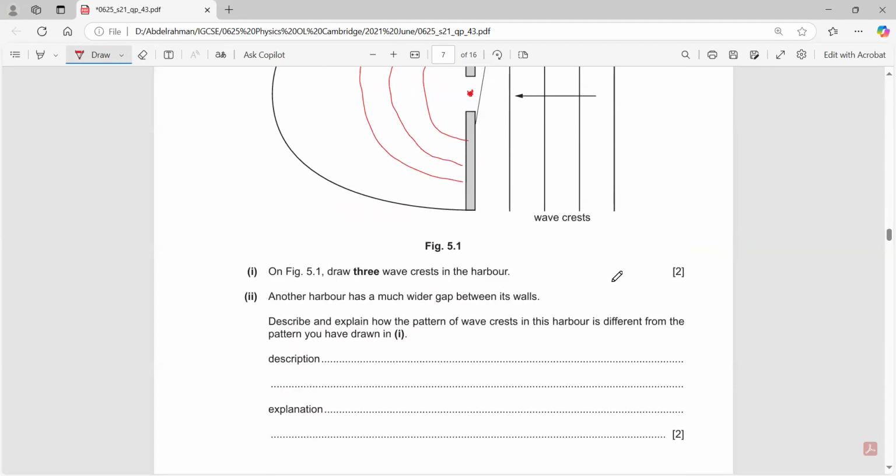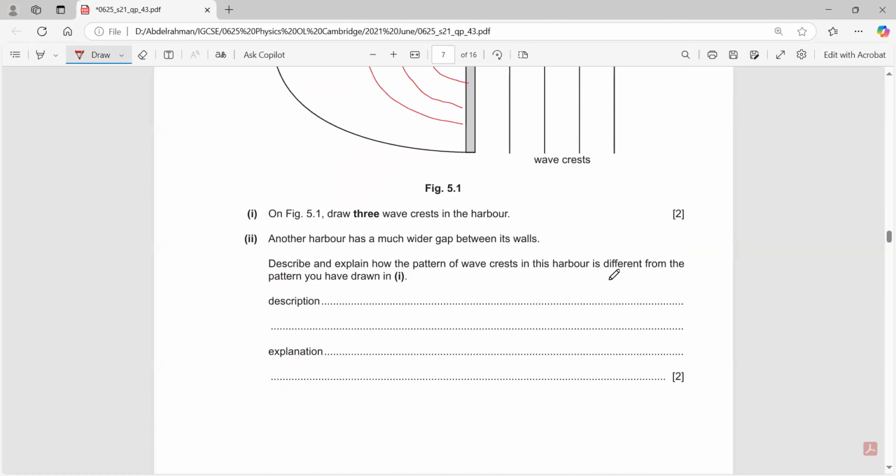Another harbor has a much wider gap between its walls. Describe and explain how the pattern of the wave crests in this harbor is different from the pattern you have drawn. Once you increase the gap, what happens to the pattern of the waves that have diffracted?